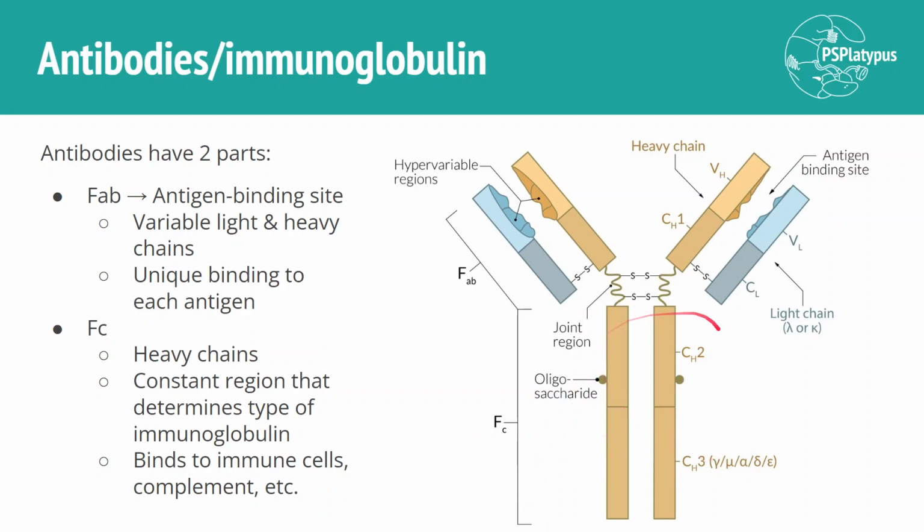The FC region is made up of heavy chains. It's the constant region, and it determines the type of immunoglobulin you're going to make. So it also determines the function of the antibody because this region here will bind to an immune cell down here. It can bind to complement, etc. While this binds to the antigen, this can bind to other aspects of the immune system to guide the response to this antigen.